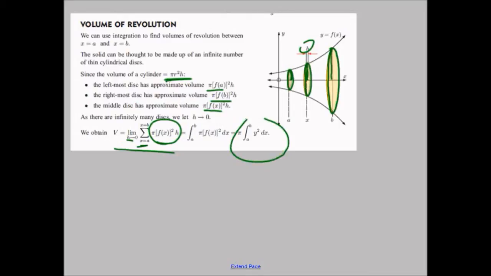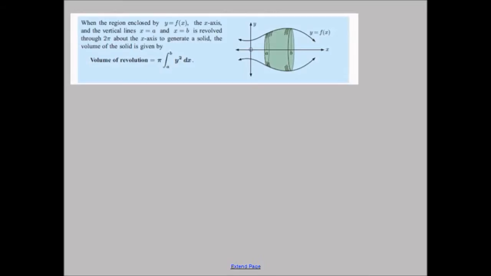Pi times, and the reason we can take that pi value outside of the integral sign is because it's a constant, pi times the integral from a to b of y squared, that's the radius squared, dx. There's our formula. When the region enclosed by a function, the x-axis and the vertical lines a to b is revolved about the x-axis, this is the formula. I'm just reiterating that by stating it again.